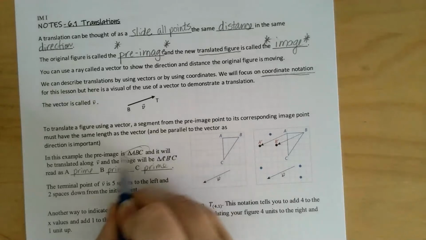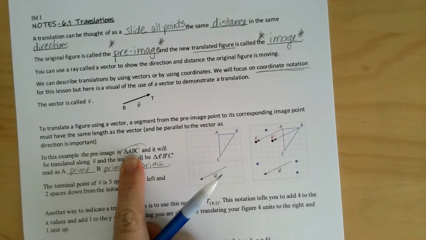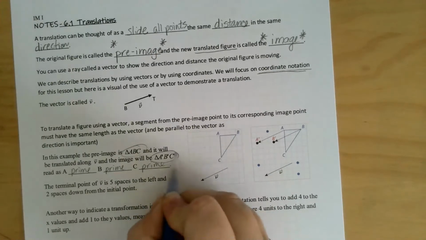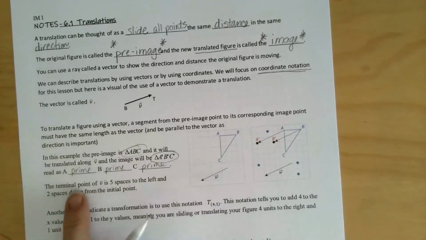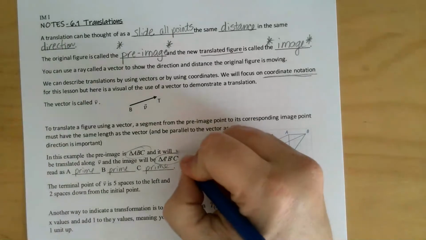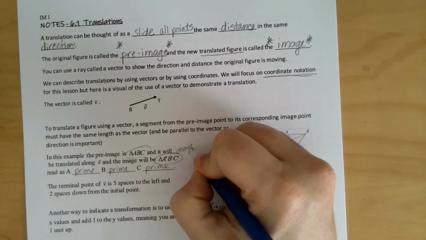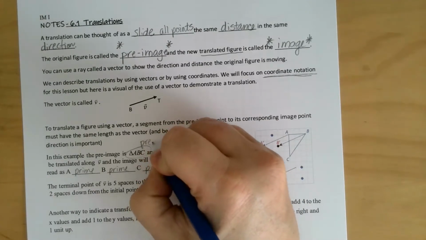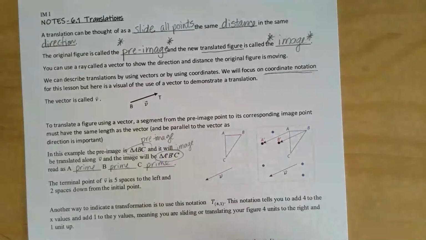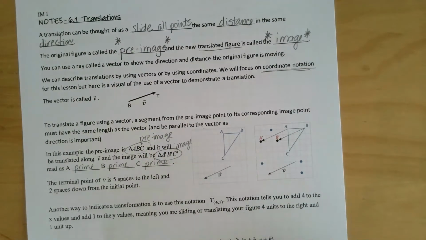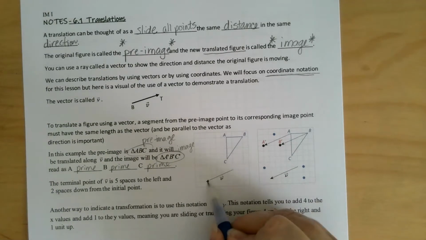So anytime you see the letters like that, you know that's the pre-image. Anytime you see A prime, B prime, C prime, or X prime, Y prime, Z prime, doesn't matter what letters they use, but with those little apostrophes, those are the image. So image and pre-image. I-M-A-G-E.